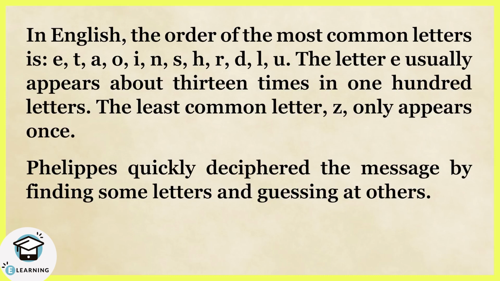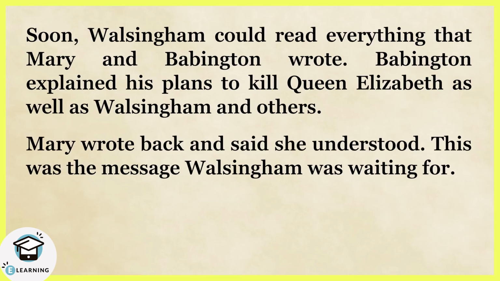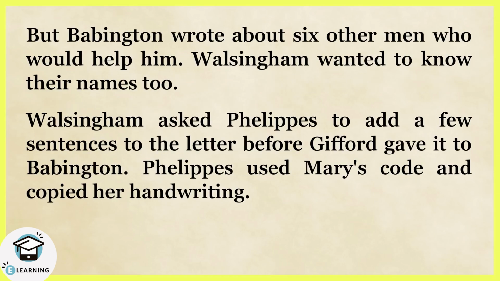Philippes quickly deciphered the message by finding some letters and guessing at others. Soon Walsingham could read everything that Mary and Babington wrote. Babington explained his plans to kill Queen Elizabeth, as well as Walsingham and others. Mary wrote back and said she understood. This was the message Walsingham was waiting for. But Babington wrote about 6 other men who would help him. Walsingham wanted to know their names too.